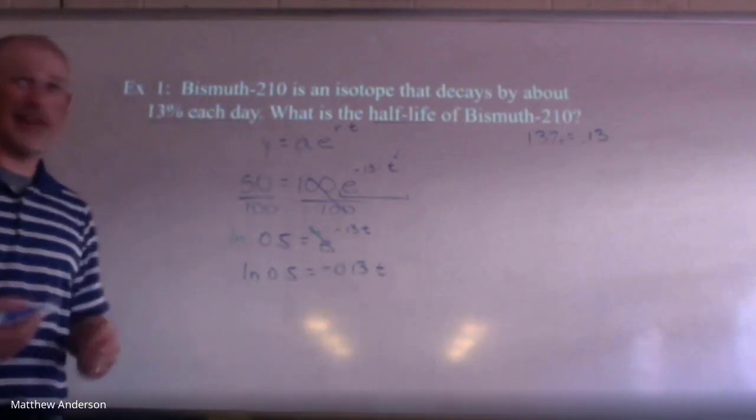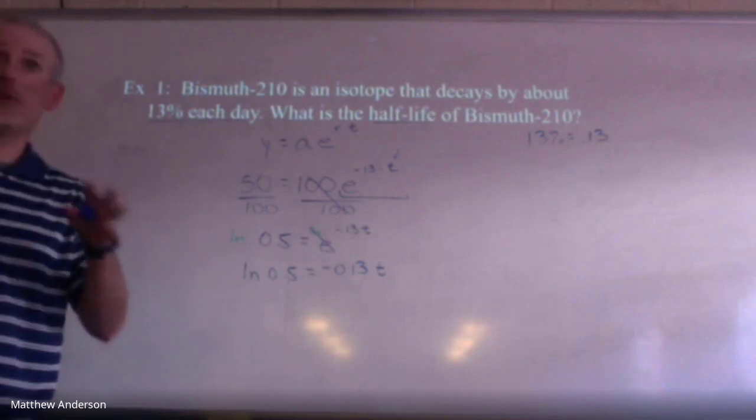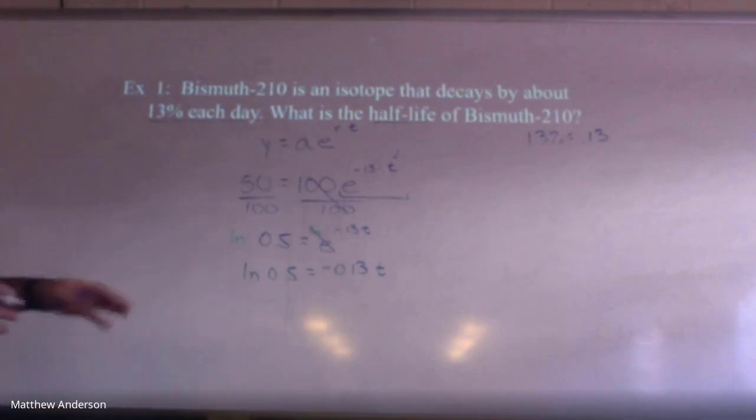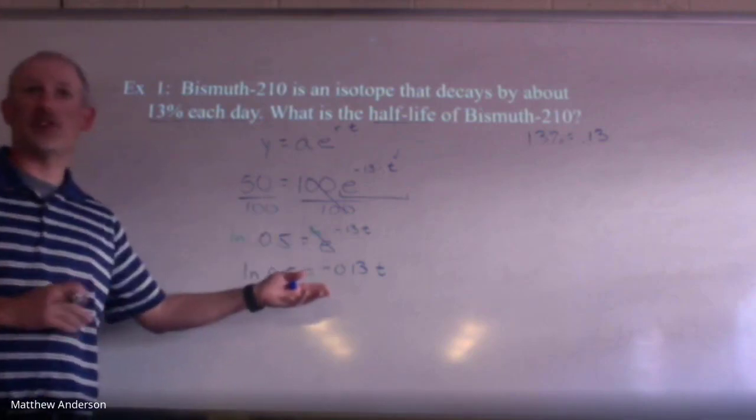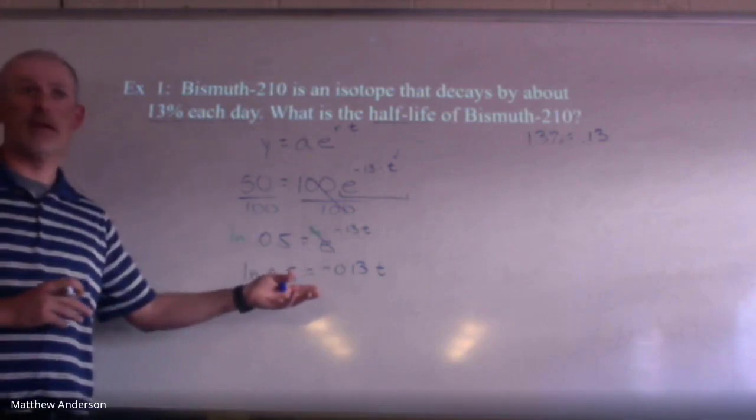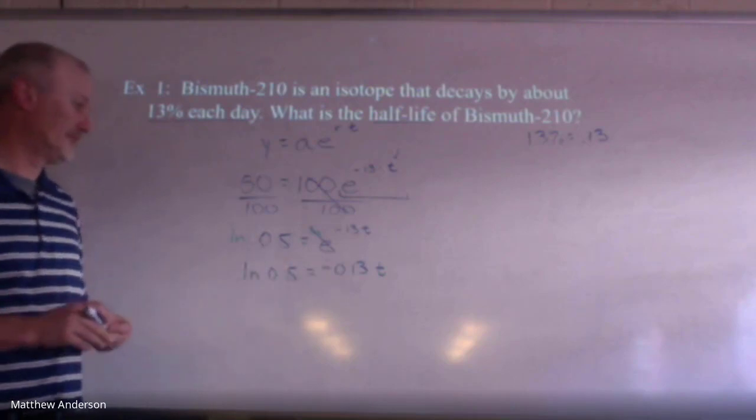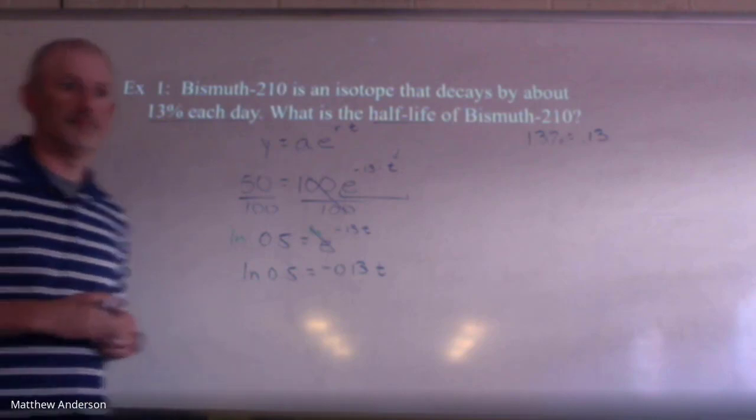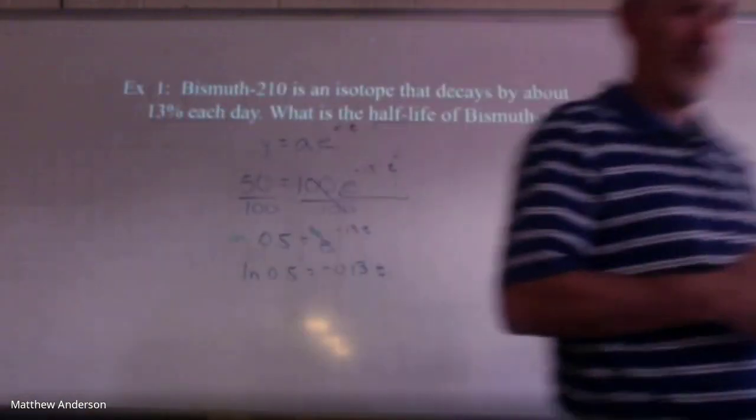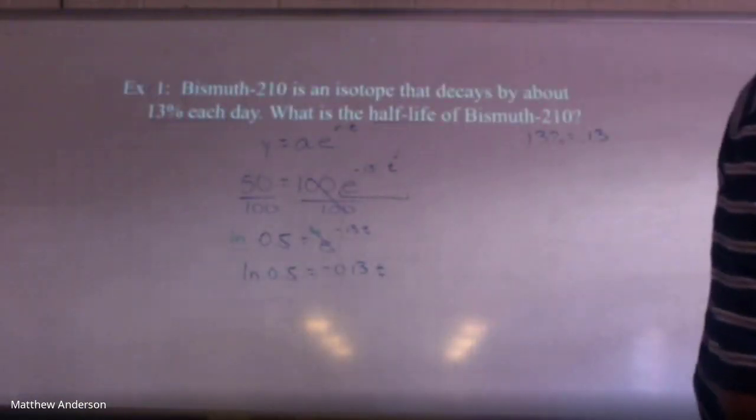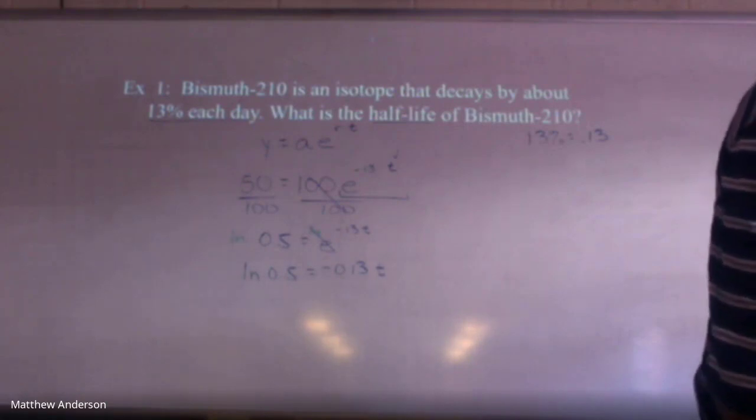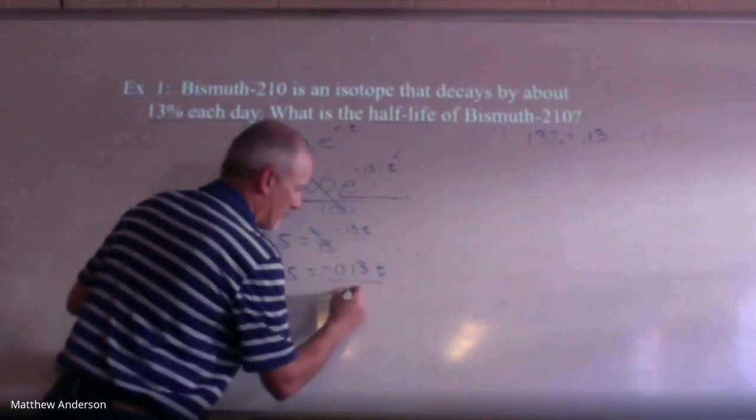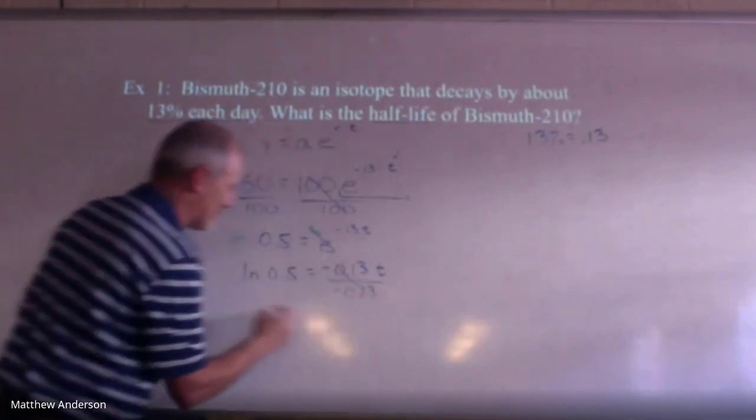And so what will our last step be? So that natural log of both sides, that's how we get the t in a spot where we can work with it. So what are we going to do now to finish solving for the t? Divide both sides by 0.13. Yep, that is correct. Divide both sides by the negative 0.13. That cancels that.